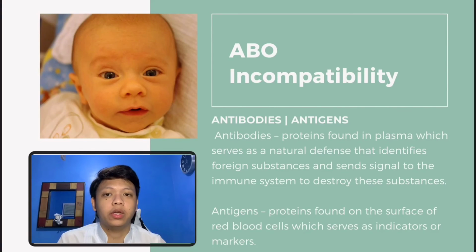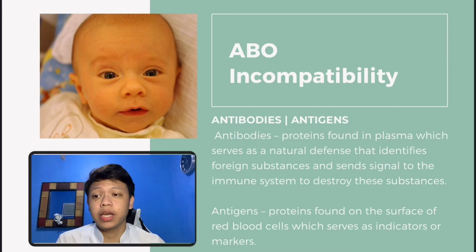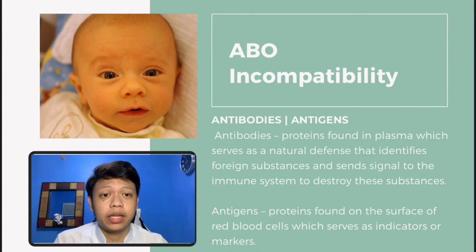This part of the reporting will take you through the discussion of ABO incompatibility as related to Rh incompatibility. Blood is made up of different components, and these are the RBC, WBC, platelets, and the plasma. Blood groups are identified through the presence of antibodies and antigens in the blood. Antibodies are proteins found in plasma which serve as a natural defense that identifies foreign substances and sends signals to the immune system to destroy these substances. Antigens are proteins found on the surface of the red blood cells which serve as indicators or markers.